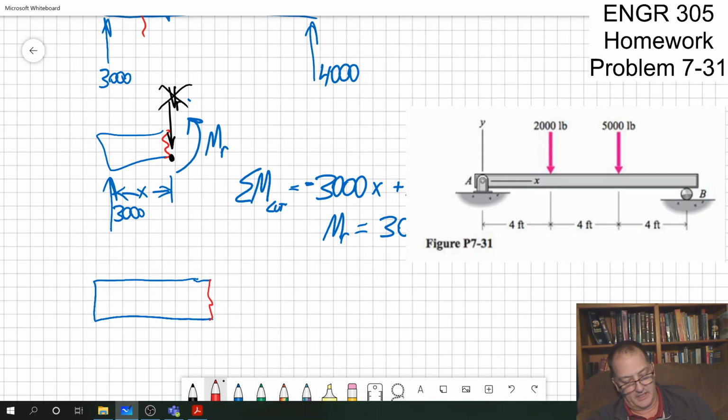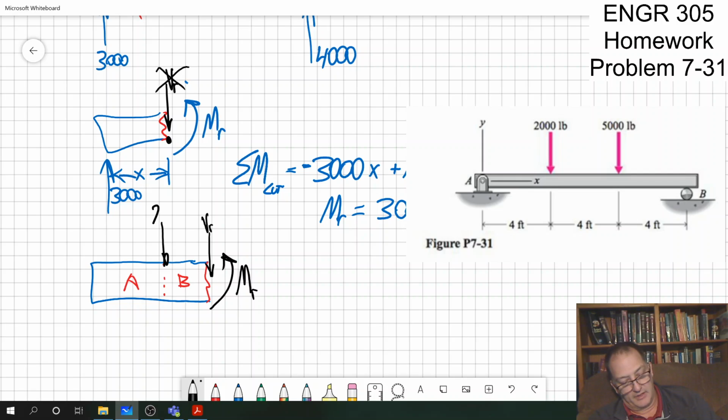I got my cut there. I'm into section B. I'm not going to draw it. Well, okay, I just said I'm not going to draw it, but I'm drawing it. I've got VR. I got MR. I've got 2,000 pounds. I've got 3,000 pounds.